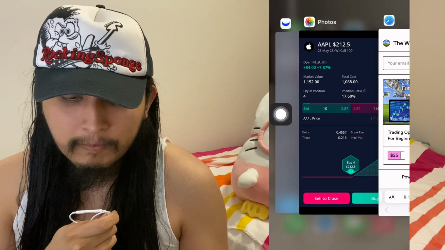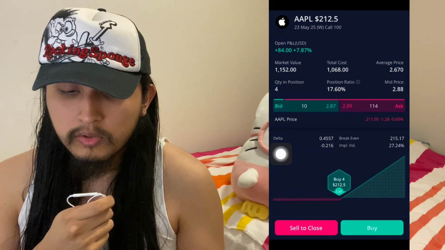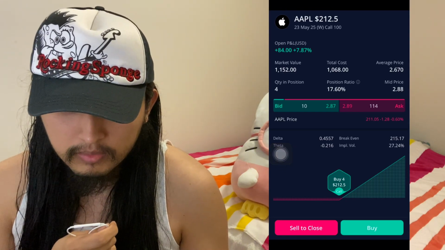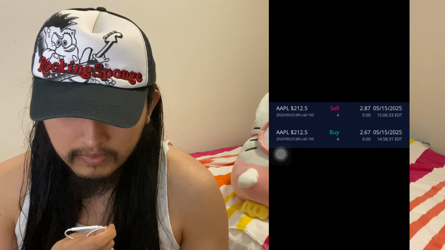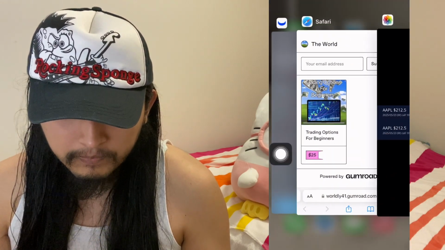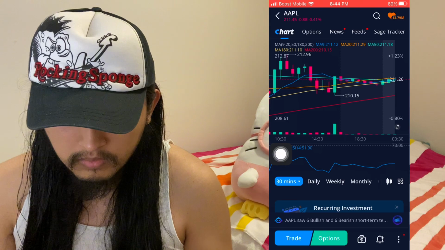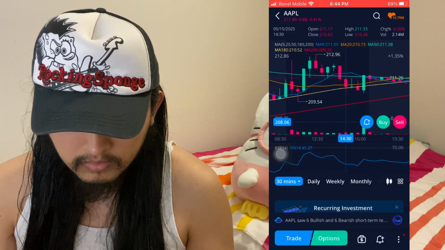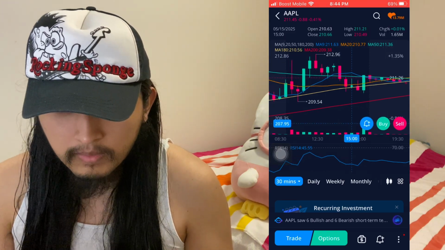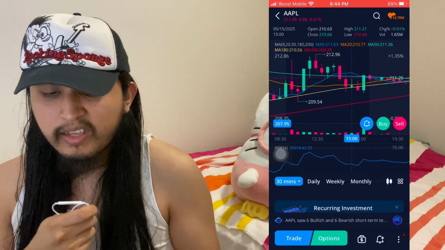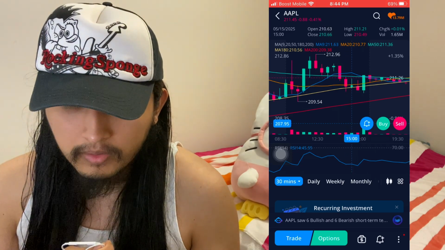And basically, how did I make $84 trading Apple call options? Looking at 1458 on the 30-minute time chart. 1458. So basically this candle, as soon as it landed on the 180-day moving average, I bought call options on Apple.